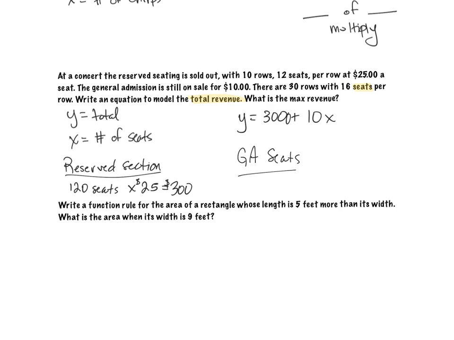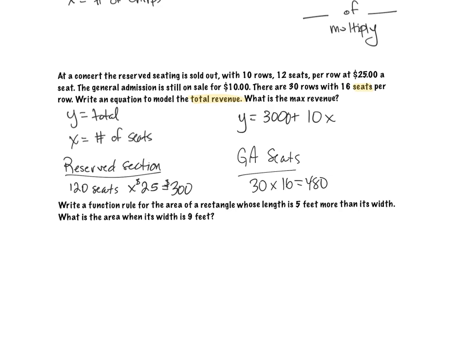General admission seats. How many rows do I have in general admission? 30. And how many seats are in each row? How many seats are in each row? 16. So if I do 30 times 16, that'll tell me the number of seats. So if I look at that, all right, so 480 seats.